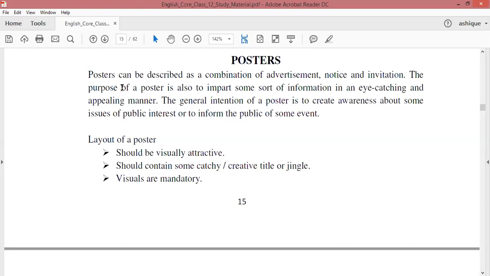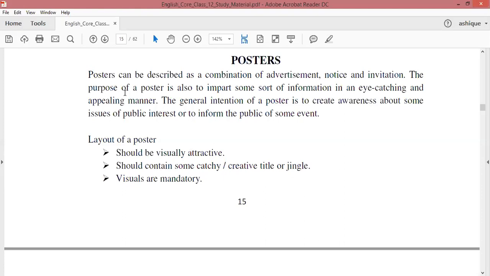That means when you see big banners on the roads, wow, it attracts you. Eye-catching means it does not hold your eye, it catches your eye. Appealing manner means it appeals to you to go and visit XYZ shop to eat pizza, burger. There are advertisements coming up in banners, KFC, whenever food companies put up big banners and advertisement posters, it attracts you.